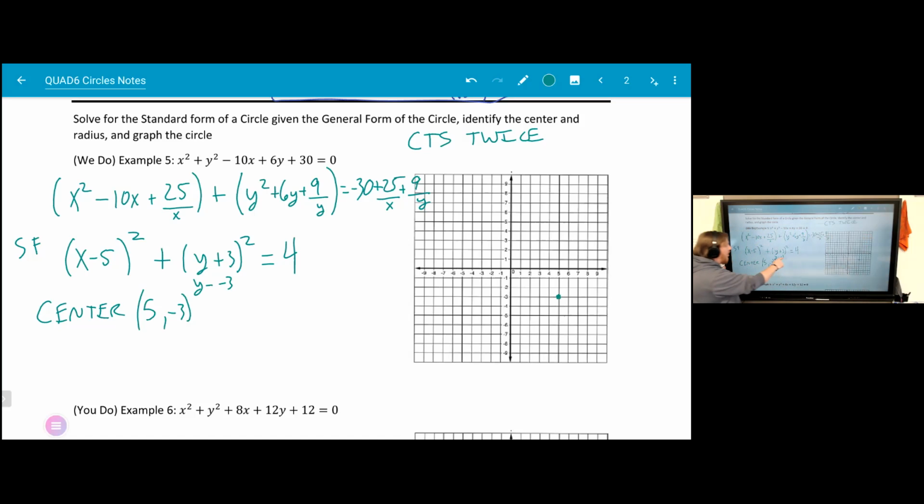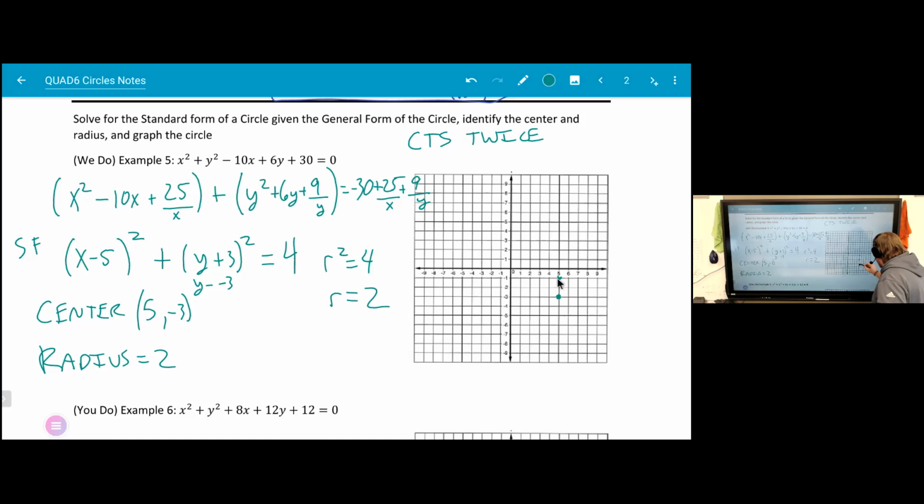Remember, x minus h squared plus y minus k squared equals r squared. R squared is 4. My radius then is 2. Radius is 2. So here's how I do this. I'm going to go up 2, left 2, down 2, and right 2, and then do the best I can at drawing a circle. Is it great? Not a chance. Is it sketched? That's okay.